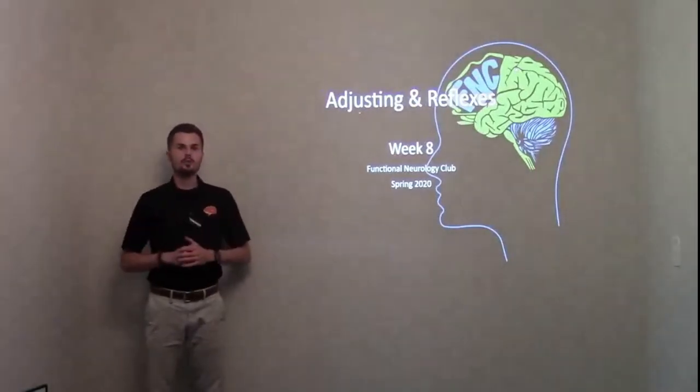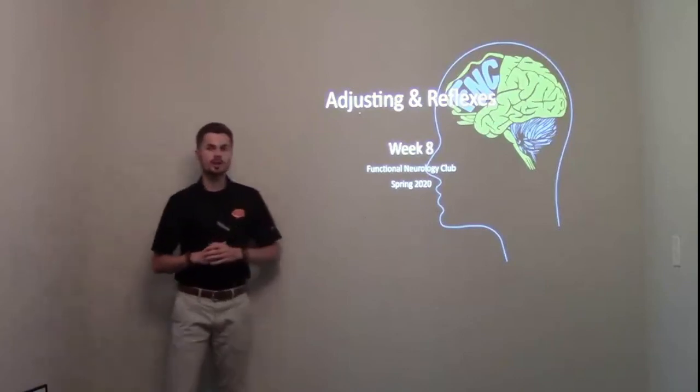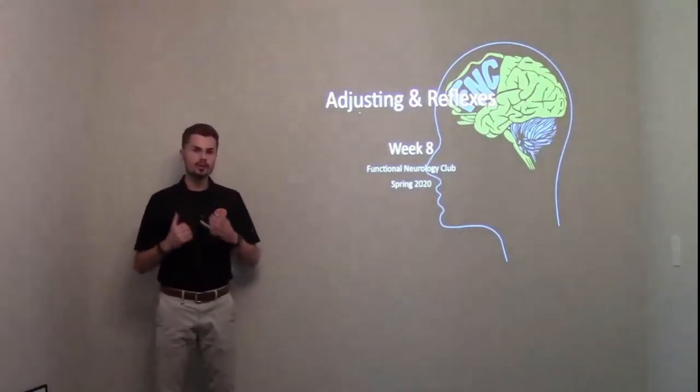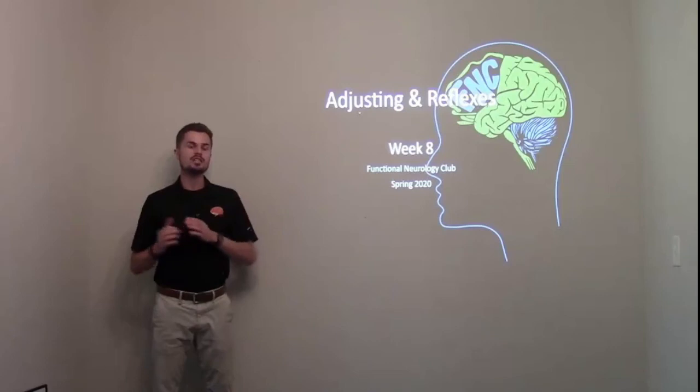Alright, so welcome to week 8. This week we're going to talk about adjusting. We're going to talk a little bit about the neural mechanisms and what happens at the tissue level when you deliver adjustments, and how we can bias different kinds of adjustments, having an understanding of muscle spindles and GTOs, the Golgi tendon organs.